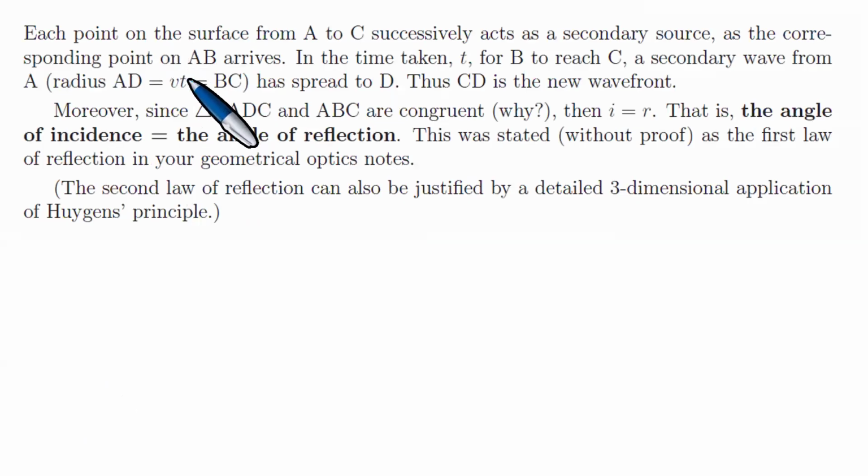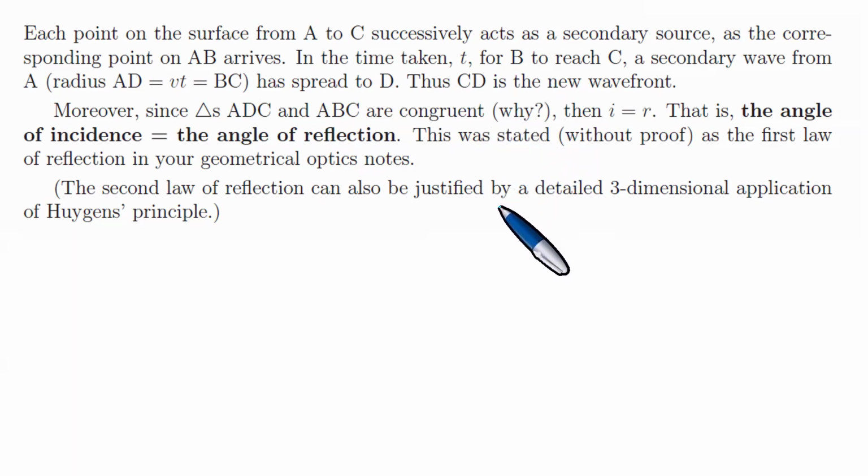Each point on the surface from A to C successively acts as a secondary source as the corresponding point on AB arrives. In the time taken, t, for B to reach C, a secondary wave from A of radius AD equal to vt, which equals BC, has spread to D. CD is the new wavefront.